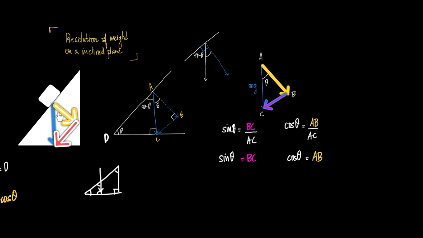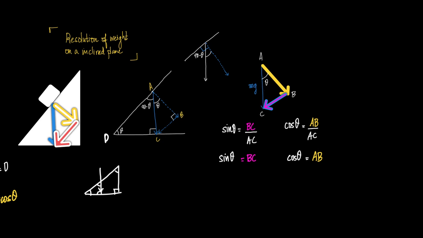Since this component is perpendicular, the angle between these two components would be 90 degrees, and therefore this angle is 90 degrees. Now look at this complete angle here. Since the vector is perpendicular, this complete angle is 90 degrees. One portion of this is 90 minus theta, and therefore the other portion should definitely be equal to theta. So in triangle ABC, we have this angle to be theta.